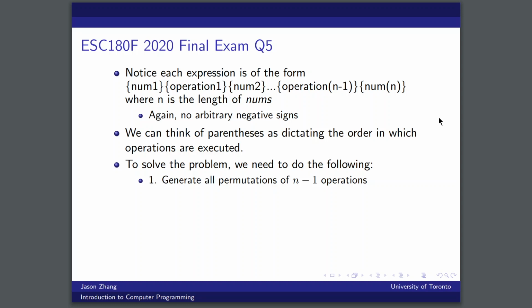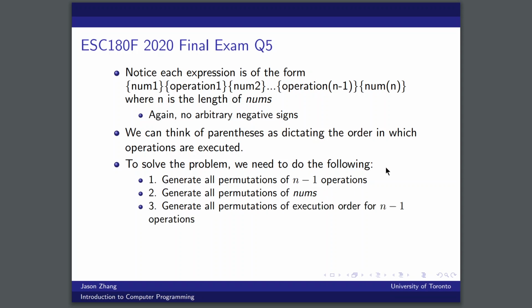So to solve the problem, we'll do the following. First of all, we'll generate all permutations of the n-1 operations, sort of like what we did last time, except n was set to 3. And then generate all permutations of nums. It's important to note that when we're doing this, we are not allowed to repeat numbers, whereas with operations, we can repeat operations. We then want to generate all permutations of execution order for n-1 operations. We have n-1 operations, but all the parentheses do is determine what order they go in. And so we need an execution order as well.